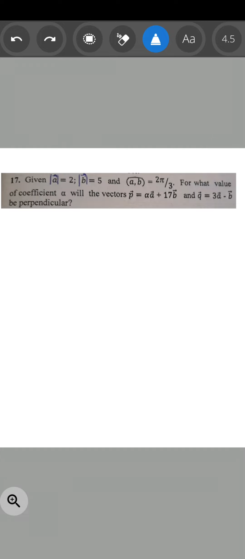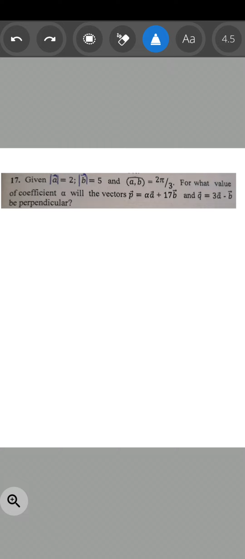Given modulus of a equals 2, modulus of b equals 5, and the angle between a and b equals 2π over 3. For what value of coefficient alpha will the vectors p equals alpha a plus 17b and q equals 3a minus b be perpendicular?